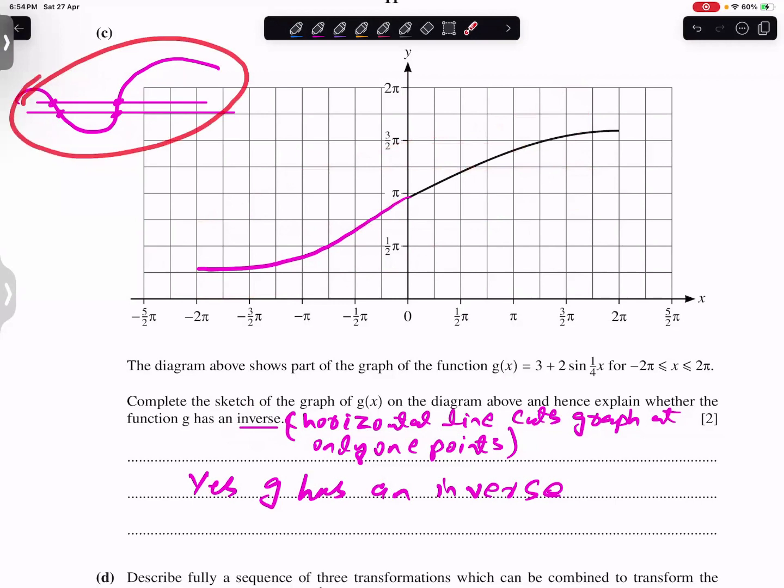Like in this case, if you have this type of graph and you draw the horizontal line, you can see that the horizontal line intersects at 2 points. So it means that this function has no inverse.